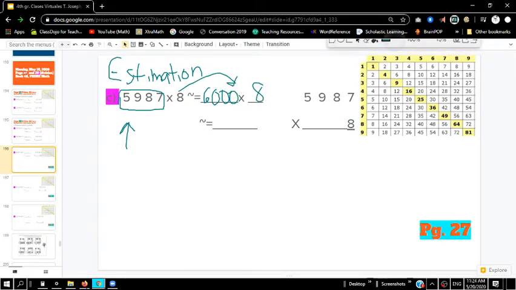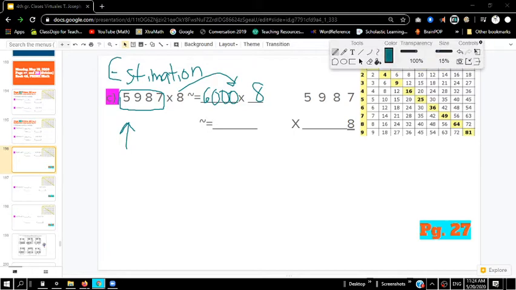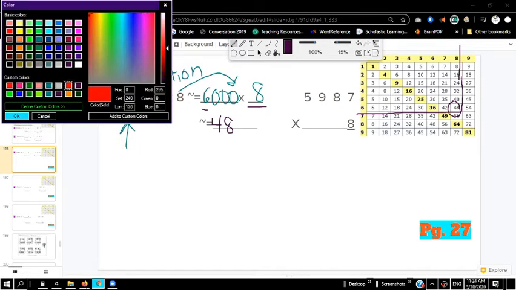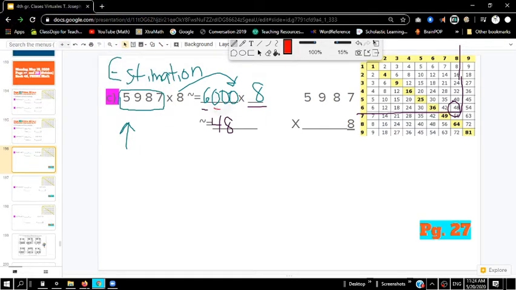I know that 8 times 6 equals 48. So if we have 6 times 8, which equals 48, let's bring that over here, then we can do 6,000 times 8 a whole lot easier. So 48 is our base number, and then we're just going to remember that there are 3 zeros in our problem. 1, 2, 3.